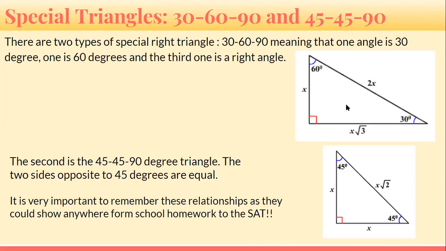Let's take an example. If x equals 3, then this side, I'll use a pointer, is equal to 3 times the square root of 3. And this side, the hypotenuse, is equal to 6. It's that simple.